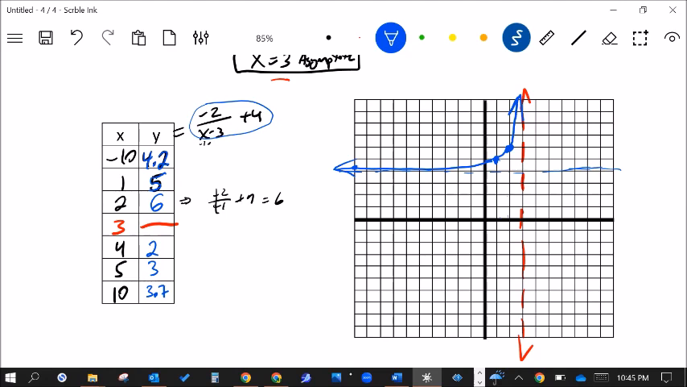Now let's do the other one where it's 4 and 2, 5 and 3, and 10 and 3.7. So it's getting closer and closer to asymptotes here. Right? And this other one is y is equal to 4. So that's that line. And then, of course, the other line is x equals 3. Okay. So for the domain and the range, we would say not equal to those.